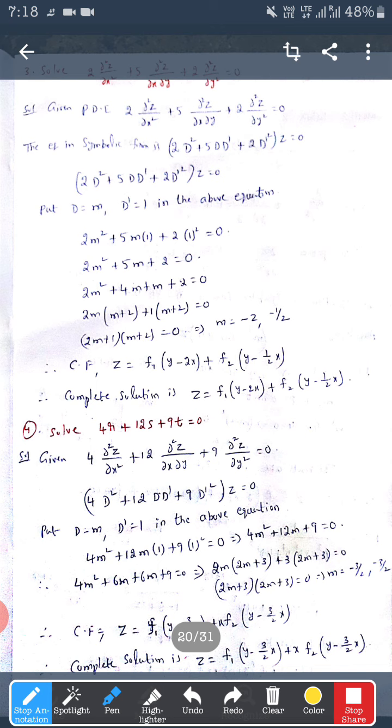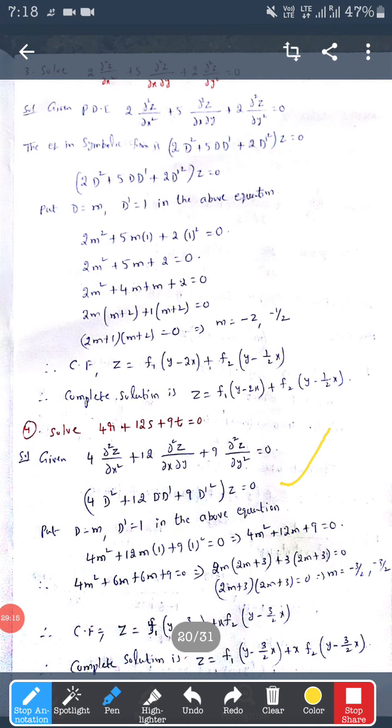Okay. Next, coming to the fourth example. Here, the problem is 4r plus 12s plus 9t is equal to 0. In place of r, dou square z by dou x square. In place of s, dou square z by dou x dou y. In place of t, we are writing dou square z by dou y square. If you write this in symbolic form, it becomes 4 D square plus 12 D D dash plus 9 D dash square is equal to 0.